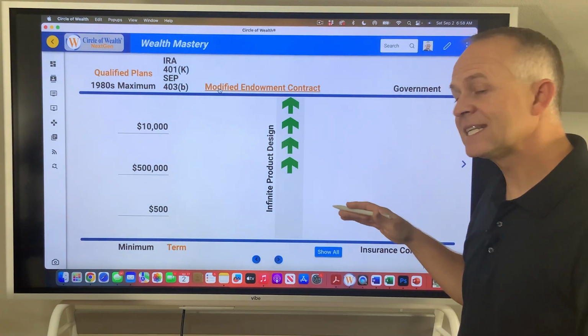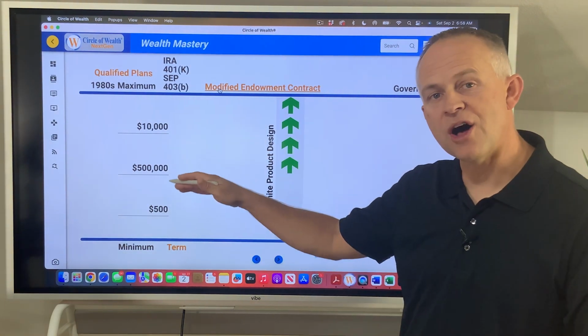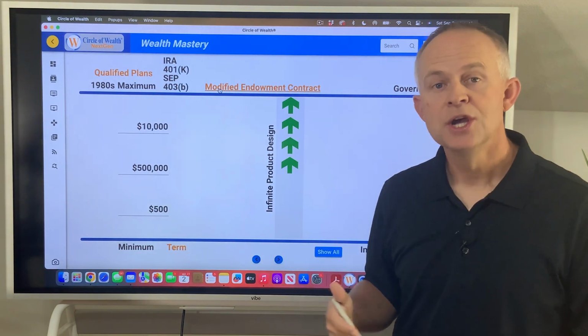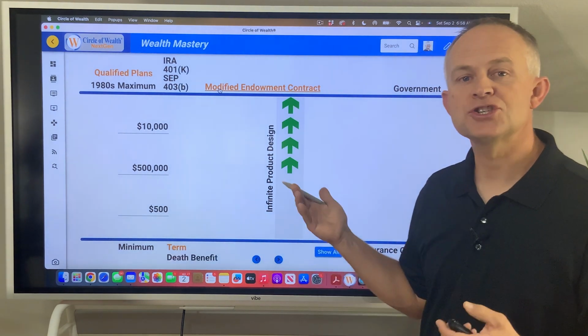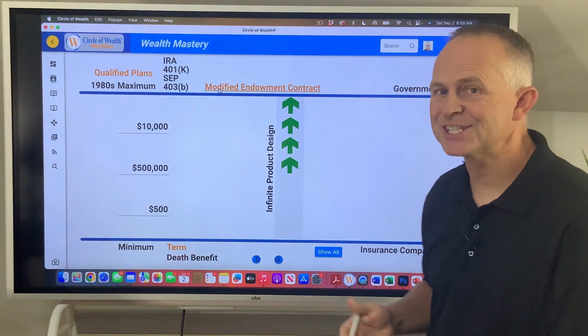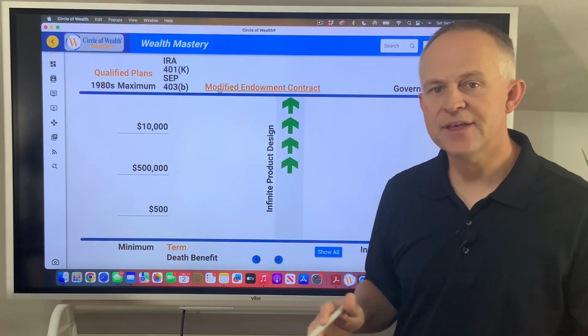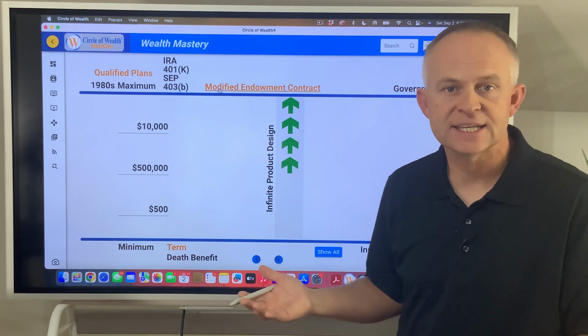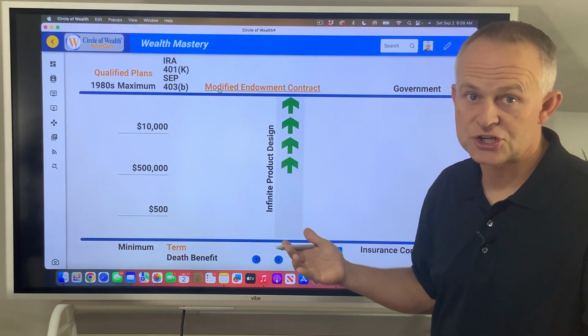Well, that's because if you only paid $500, all you're going to get is what we call term insurance. So term life insurance is just a death benefit. It's just insurance. That's it. There's no investment or savings vehicle benefit. It is just life insurance, right?